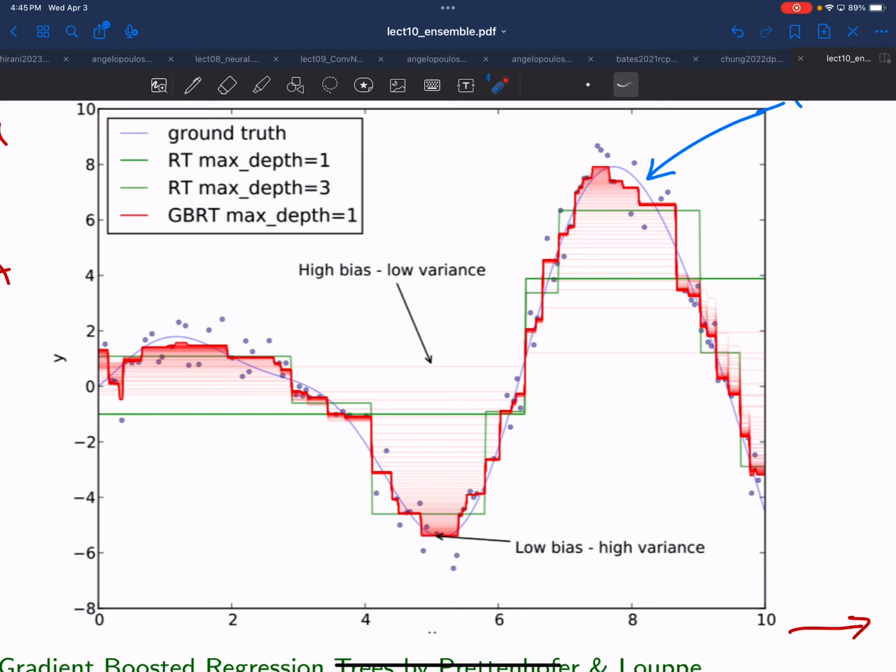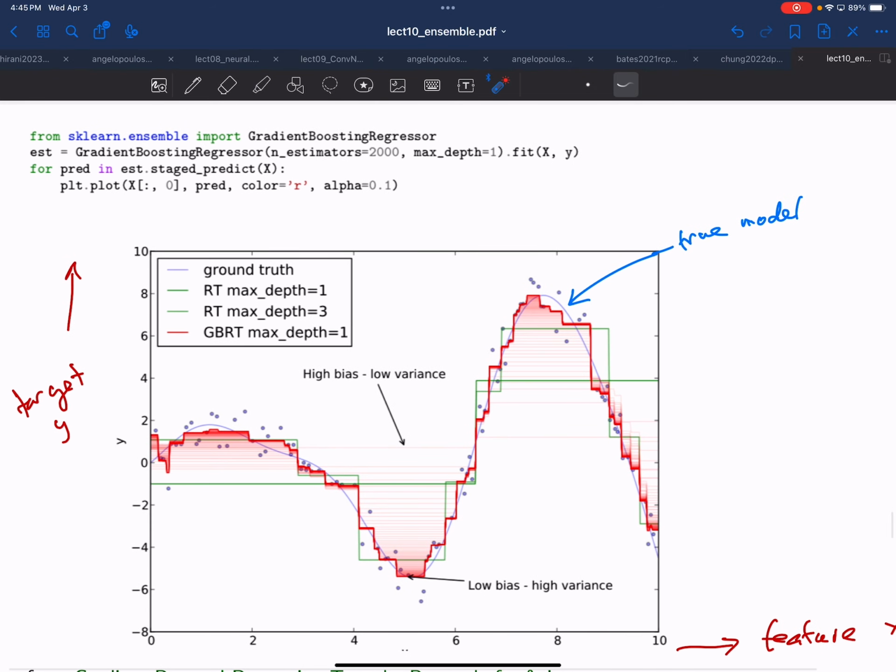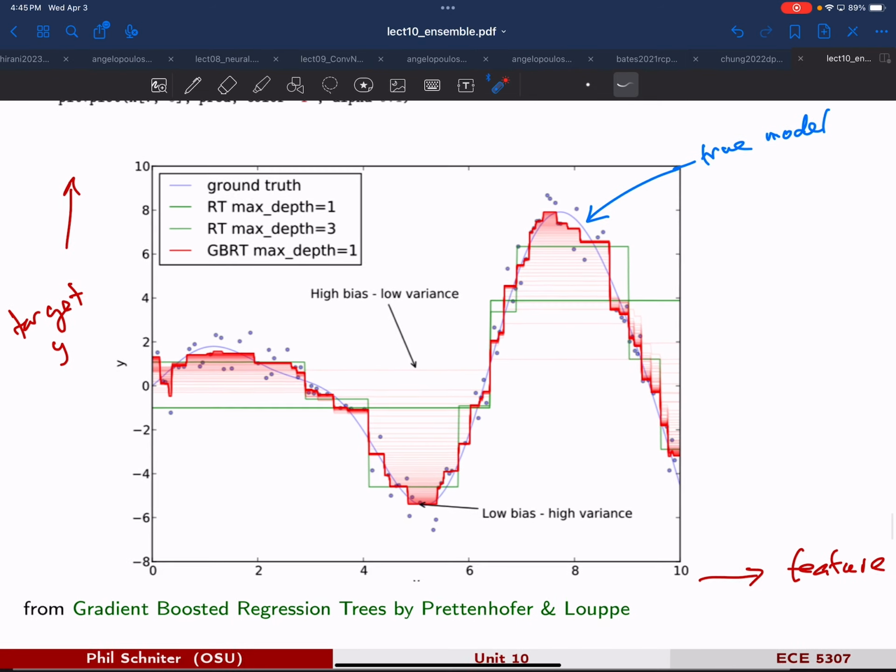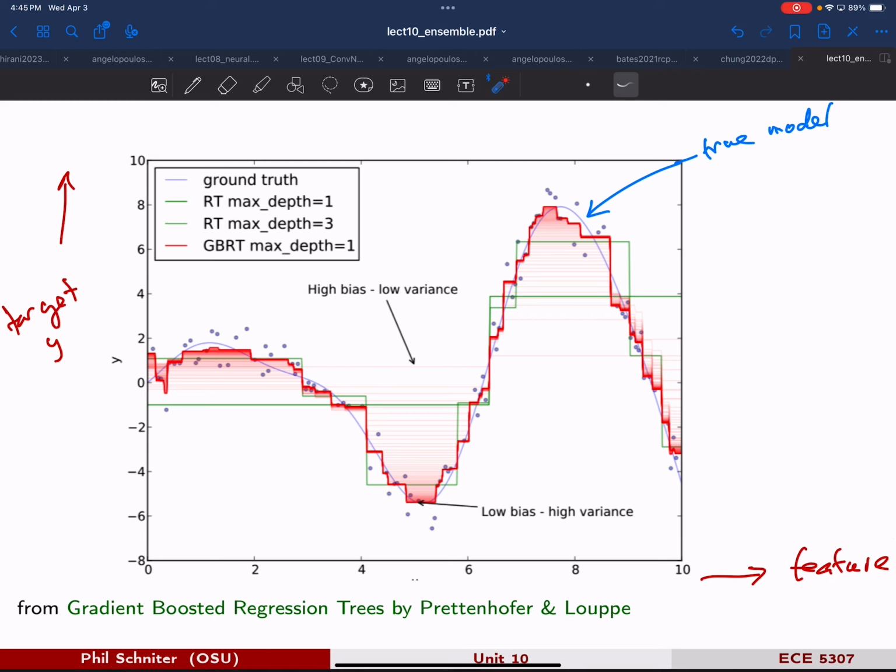So I think the second one is probably here, although I don't know if it's maybe that, and so on. And as you get more stages designed, you get this more and more complicated boosted function. And finally, after it looks like 2,000 of them, they got this red curve. And as you can see, it's a pretty good approximation to the ground truth, the blue one.